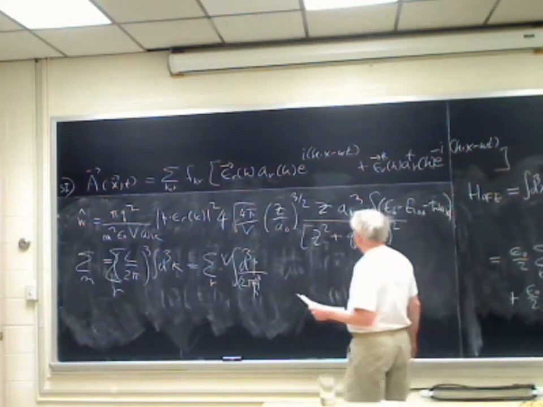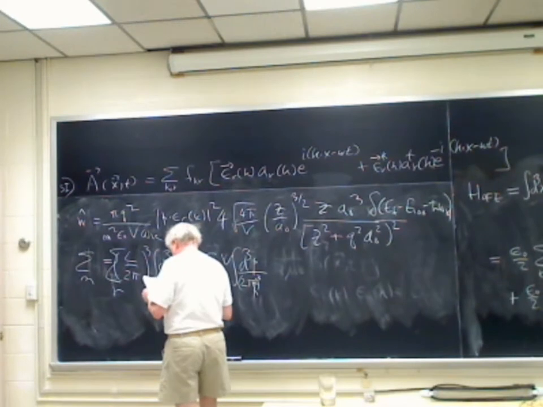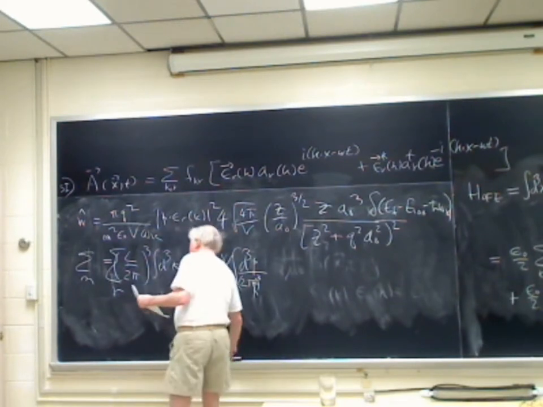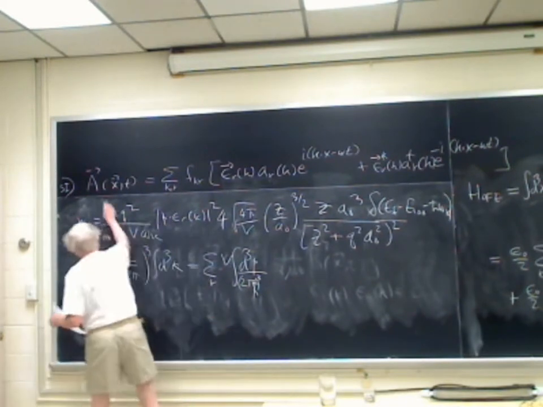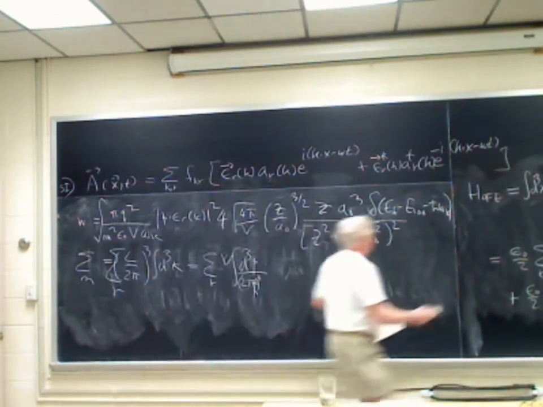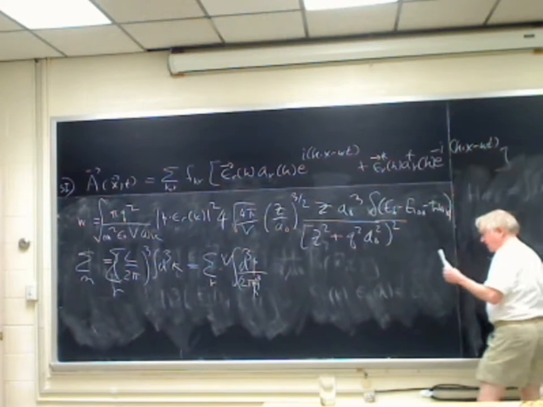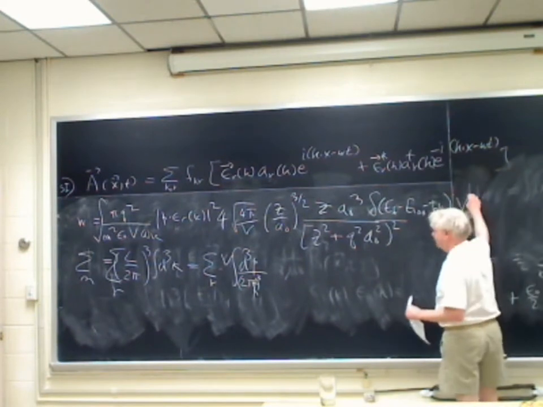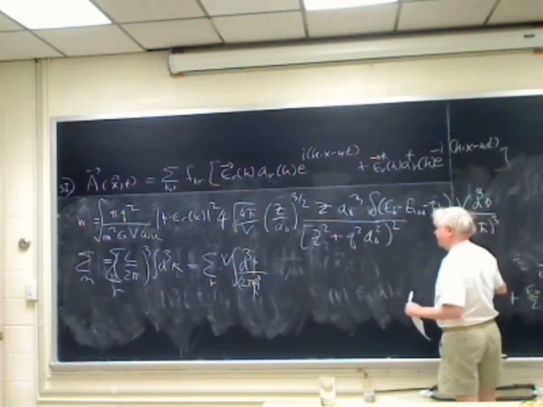And so we have to integrate this thing over that. So the actual rate then is the integral of this times v dq_p over (2 pi h bar)^3, and summed over polarizations.